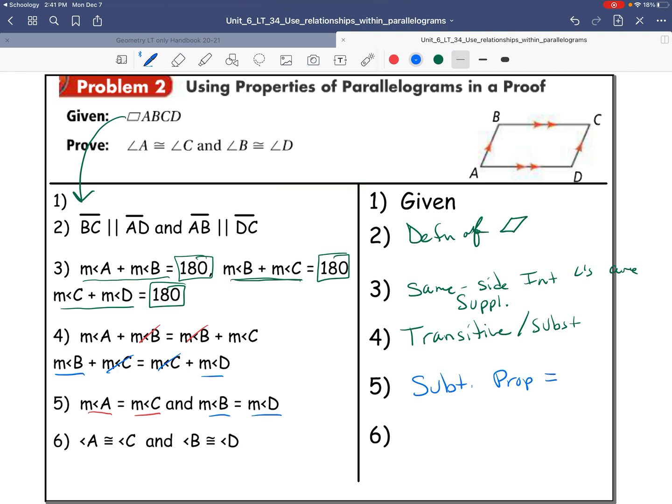And then going from their measures to saying the angles are equal, that is angles with the same measure are congruent. Angles with the same measure are congruent.